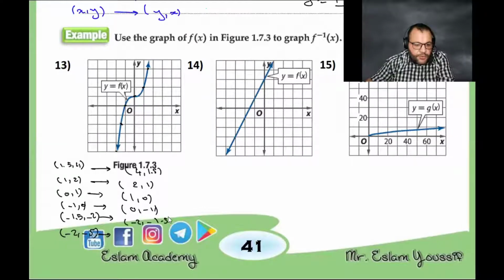-2 and -1.5, -5 and -2. Okay, so just put the point 0.4 and 1.5. That is the first point. The second point will be 2 and 1.